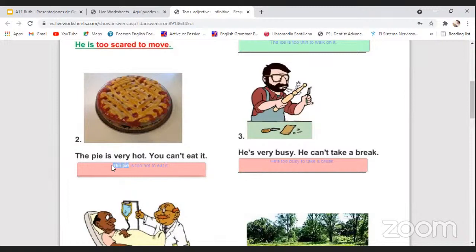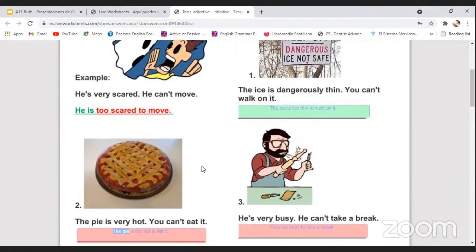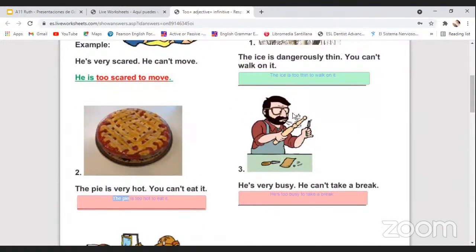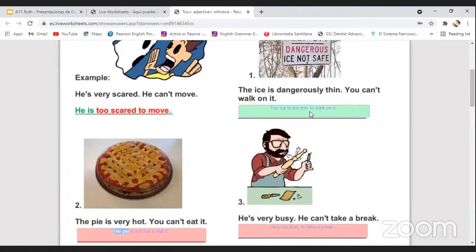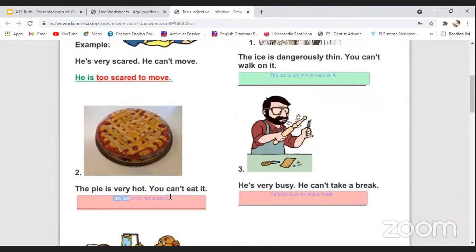Yeah, but if you see the first one, the ice is too thin to walk on it, and I put it in that exercise, and it's correct. All right, okay. Yeah, it's correct. This one is correct.